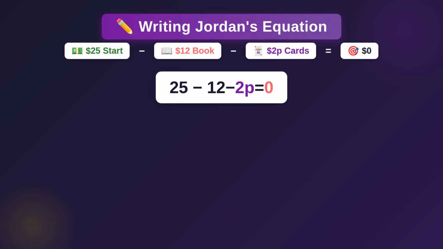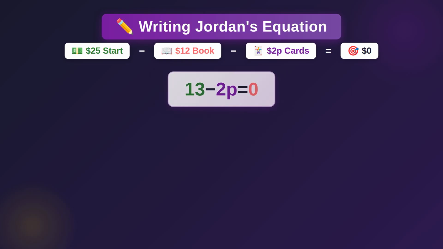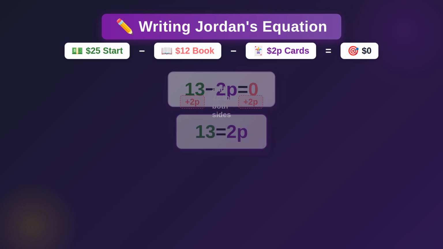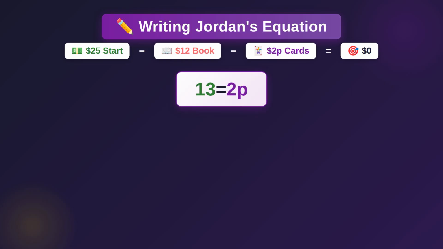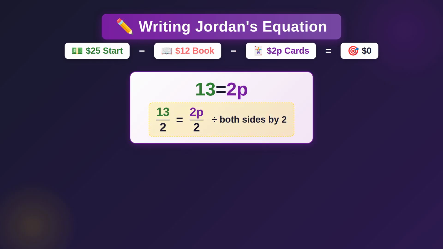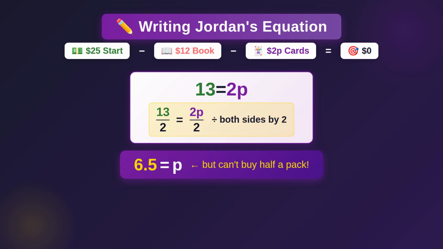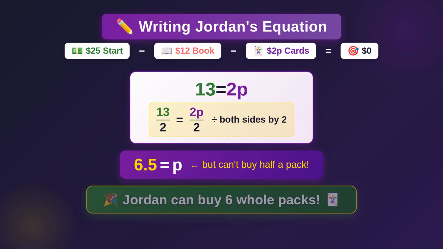Let's use P for packs. For this one, we're starting with a total and subtracting from it. Jordan has $25. He spends $12 on the book, so we subtract that. Then he spends $2 for every pack of cards, so we subtract 2 times P, or 2P. Let's set it up so we find out how many packs he can buy until he has $0 left. So the equation is 25 minus 12 minus 2P equals 0.